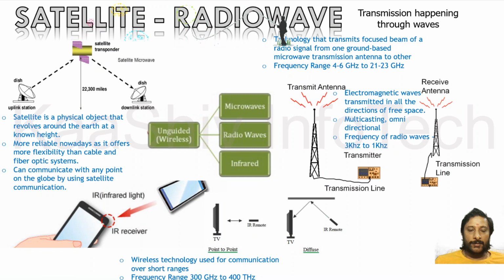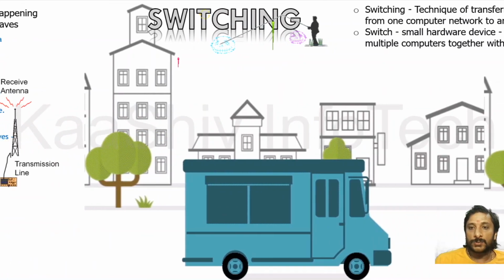So infrared is a wireless technology used for communication over short ranges, with 300 GHz to 400 terahertz speed. You can transfer in the short range, but very, very fast. So you can have the remote to access it. That is your infrared. This is how your unguided medium is working.